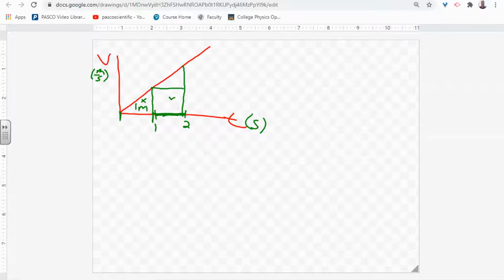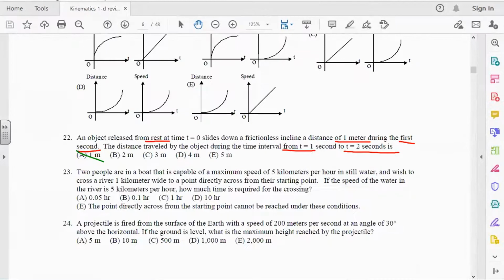I'm going to break that into a triangle. And then here I've got a rectangle, which I'm going to break into 2 more triangles. Well, now what I see is that all 3 of these triangles are equal to that first triangle. So if in 1 second it traveled 1 meter, then from 1 to 2 seconds it's going to travel 1 meter plus 1 meter plus 1 meter. That gives me a total distance of 3 meters from 1 to 2 seconds.